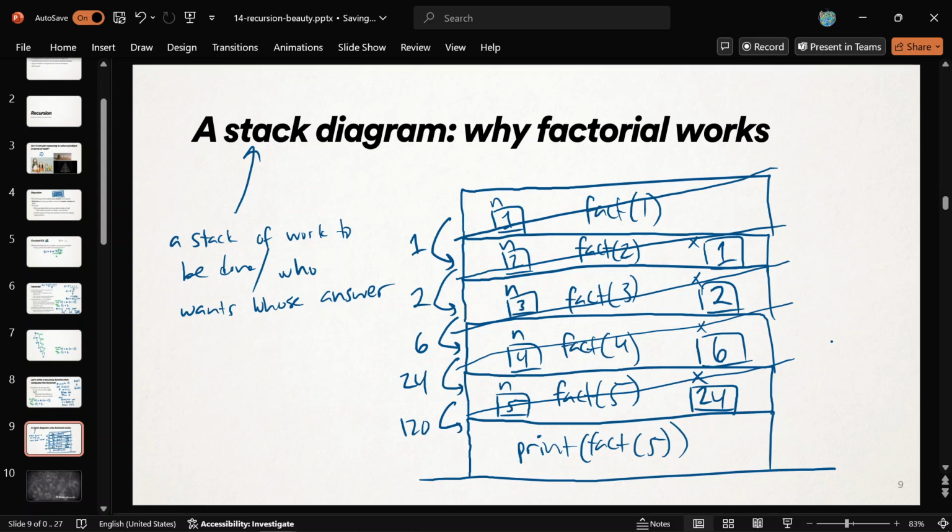Wow, now we're back in print. Print was like, what was fact_of_5? I need to print something. I can't print fact_of_5 unless I have its answer. It has the answer now of 120, and so here's like the screen. Now it's going to print 120, and then print's job is done.